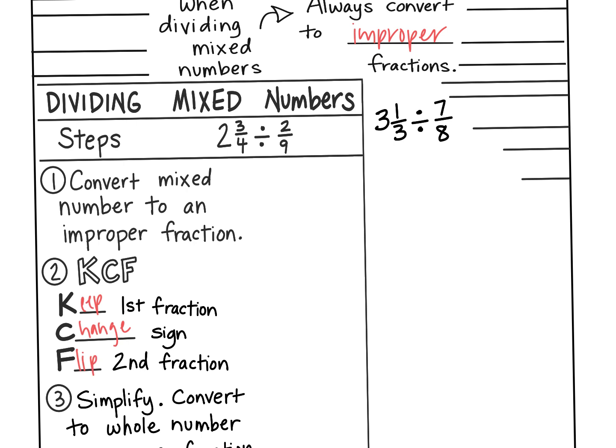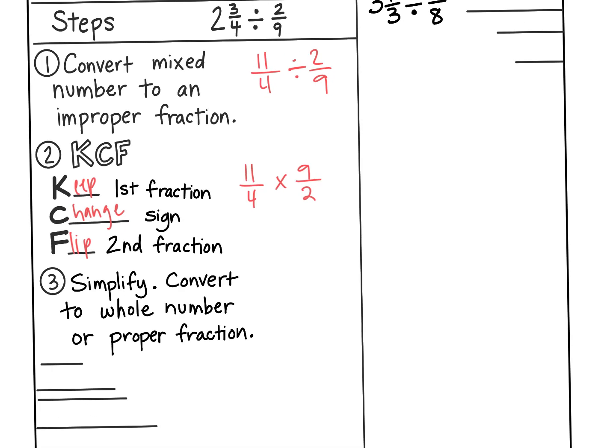So if I start with step 1 here, I'm going to take my mixed number, 2 3/4, and make that improper. Remember, I start at the bottom, 4 times 2, then add 3. So what's my fraction going to be? 11/4 divided by 2/9 is my problem with the improper fraction. Now I'm going to keep the first fraction the same. I'm going to change and I'm going to flip. Then I multiply straight across and I end up with 99/8.